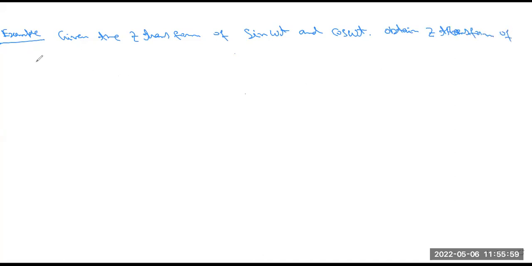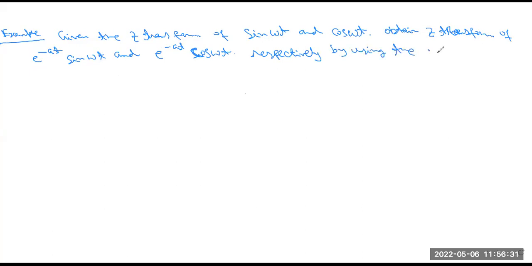of e to the power minus at sin omega t and e to the power minus at, sorry, this is cos omega t, respectively, by using the complex translation theorem.